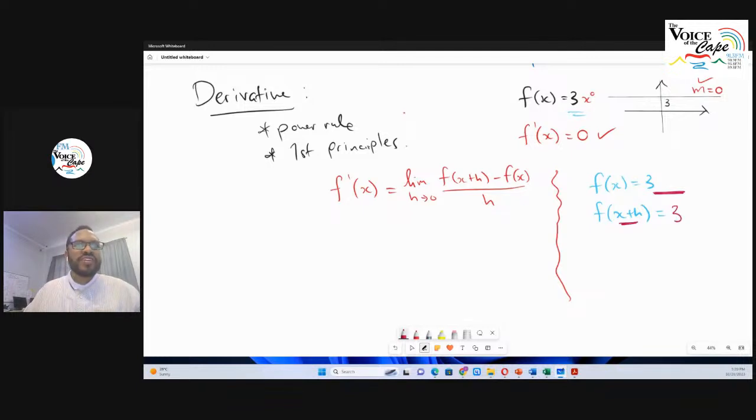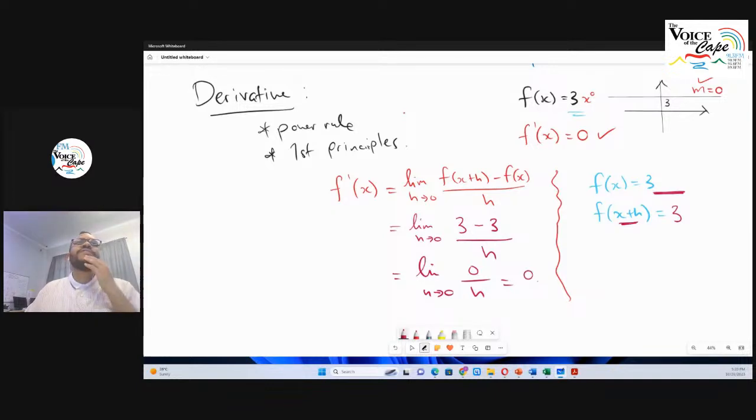Now when you substitute over here, you're going to say limit as h approaches 0 of f of x plus h, which is 3, minus f of x's value, which is also 3, over h. Taking the numerator, we get limit as h approaches 0 of 0 over h. You can evaluate this without even substituting at this point, and 0 divided by h is simply 0.